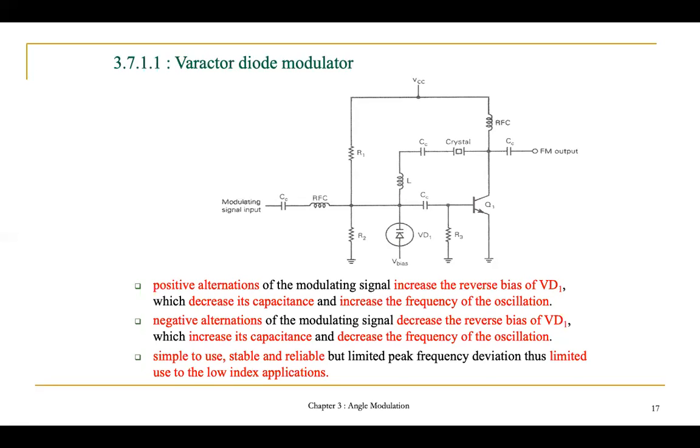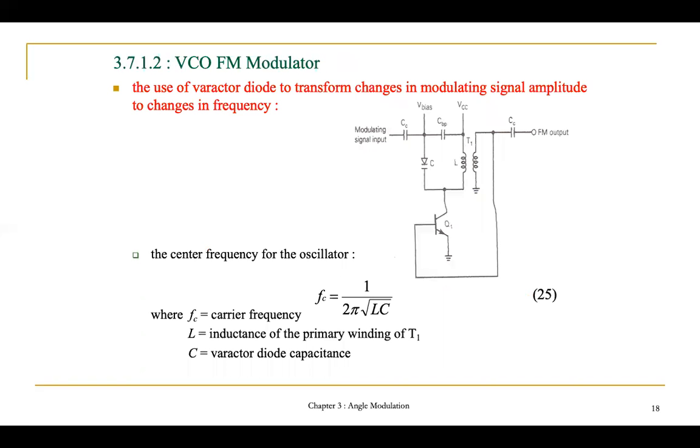Okay, so for this varactor diode modulator, the advantages are that it is simple, it is stable, and it is reliable. However, it has a limited peak frequency deviation, thus it is limited to low index applications. It can only be used for low index applications. The second type of direct FM modulator is the VCO FM modulator.